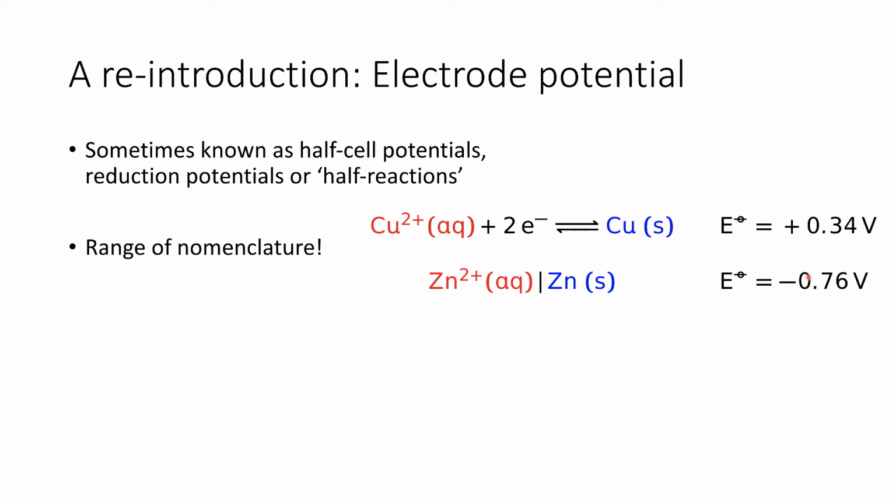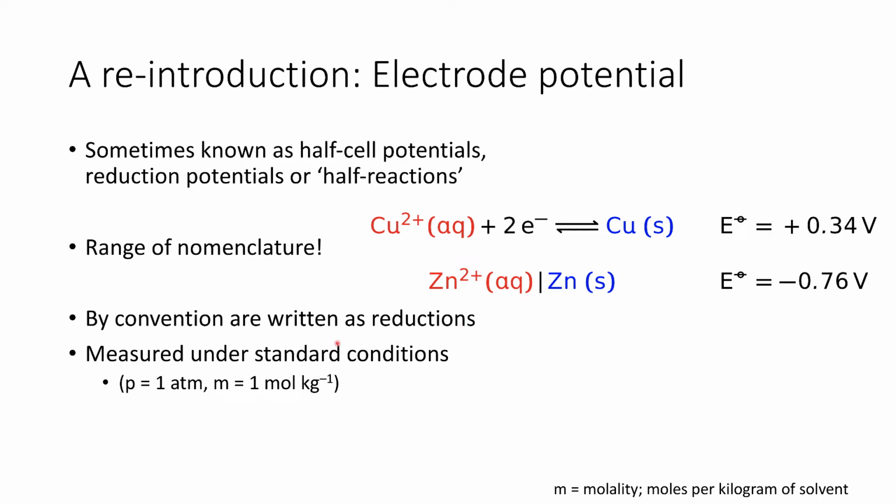There's a range of nomenclature that's used in this, but by convention, all of these cells are written as reductions. This is simply a convention. So X plus an electron going to X solid or X gas. All of these are measured under standard conditions. So remember that our standard conditions here are the pressure at 1 atmosphere and our concentration, M, which is molality. This is looking at moles per kilogram of solvent, are measured at 1 mole per kilogram. And the reasons for this will become apparent to you as we go through.